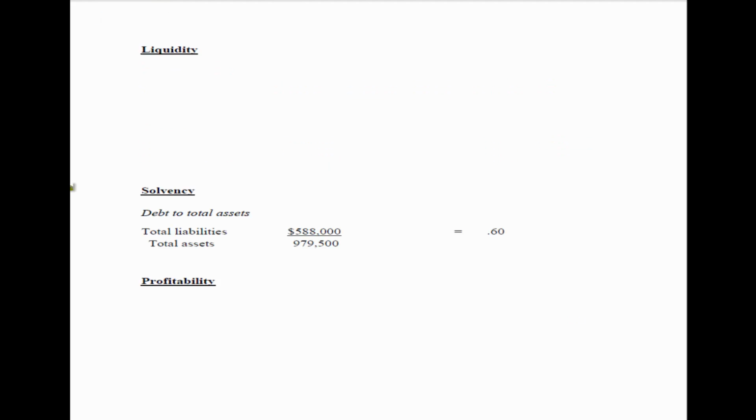Next, let's look at solvency. Solvency, the ability to pay off long-term debts. As you can see here, I have my total liabilities over my total assets. This is our debt to total asset ratio, meaning that we have 60% debt to total asset.